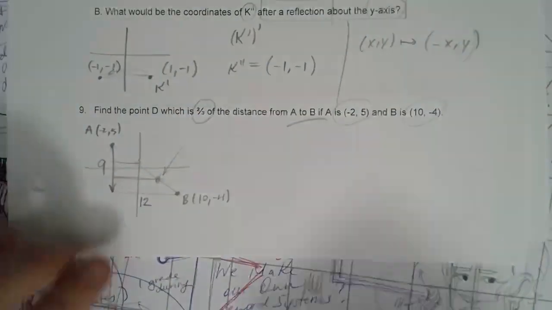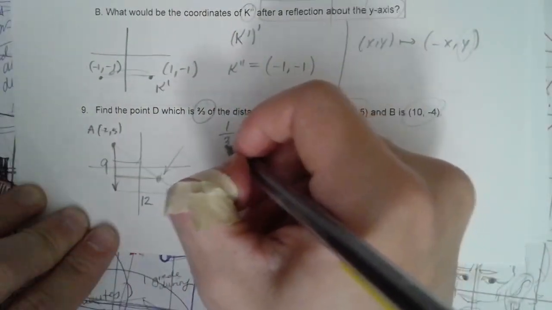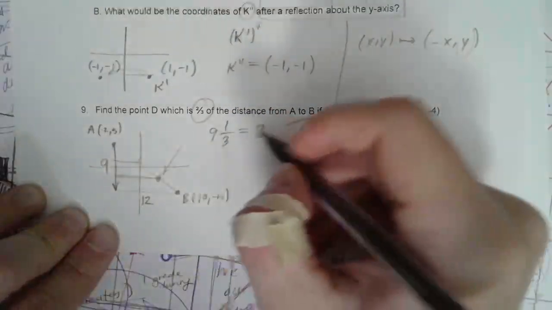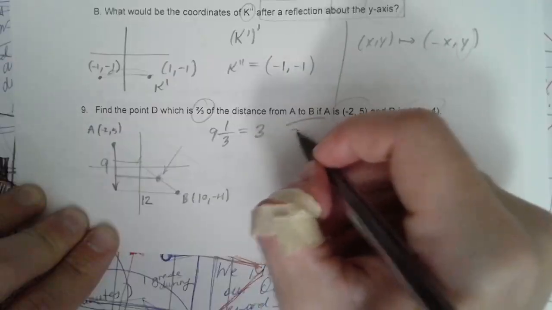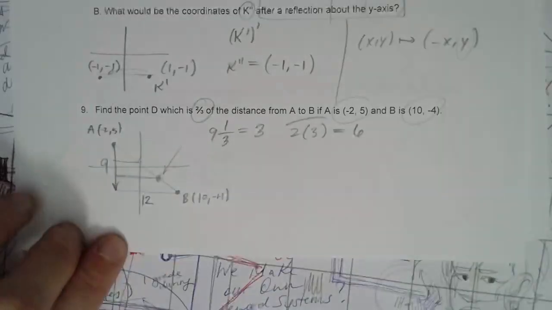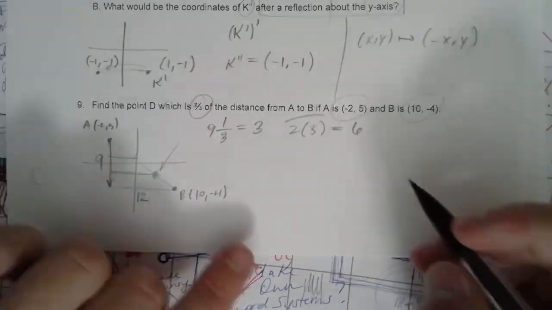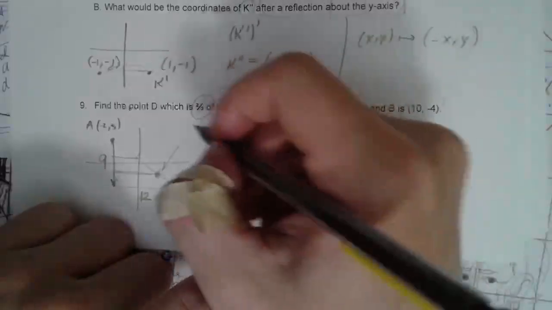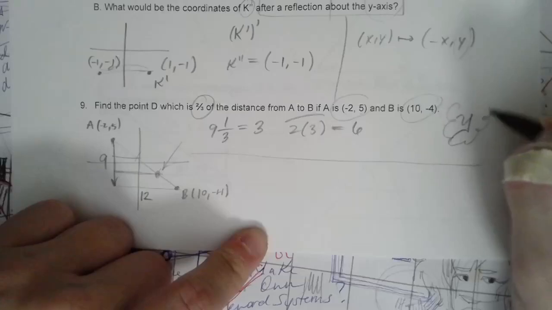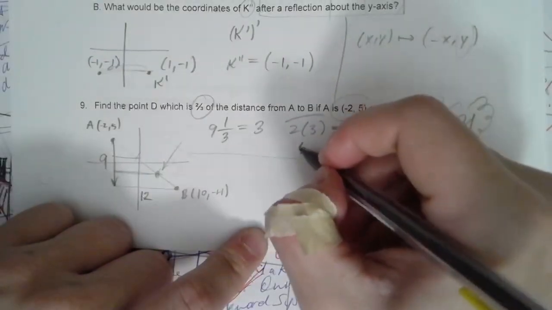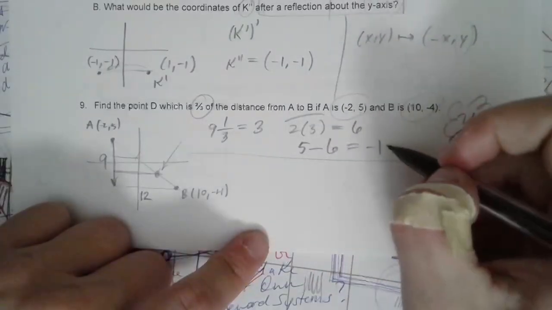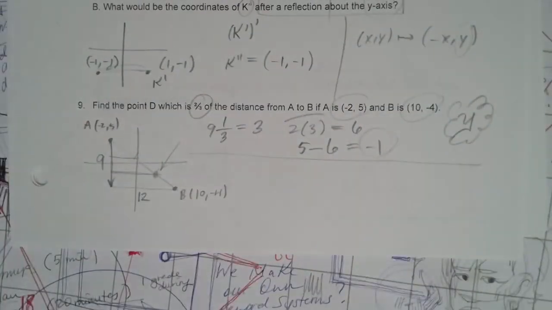All right. So what's 1/3 of 9? I'm going to say that's 3, right? But I want 2 of those. So 2 times 3 is 6. So from A, I'm moving down by 6. So I'm going to start out by saying this is for the y's. All right. So I'm starting at 5, and then I'm moving down negative by 6, which is negative 1. So my new point has a y coordinate of negative 1.